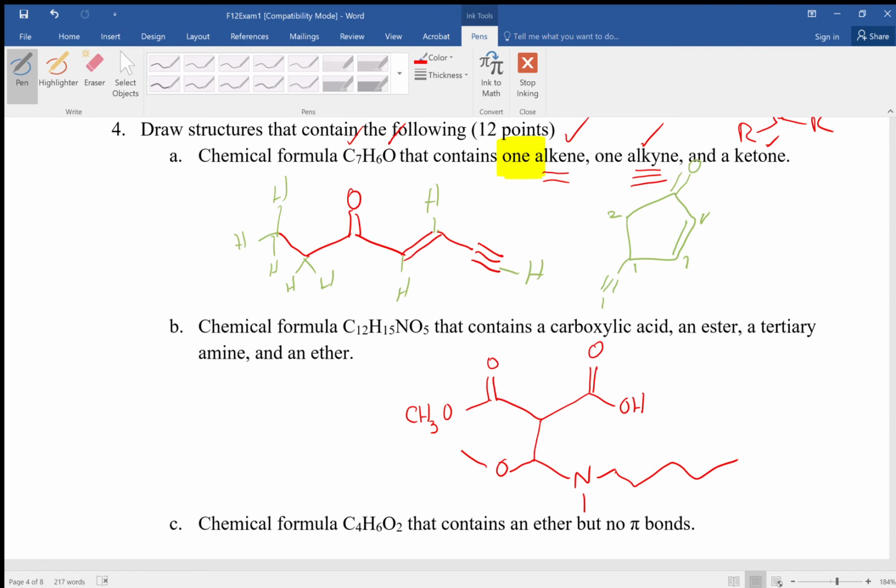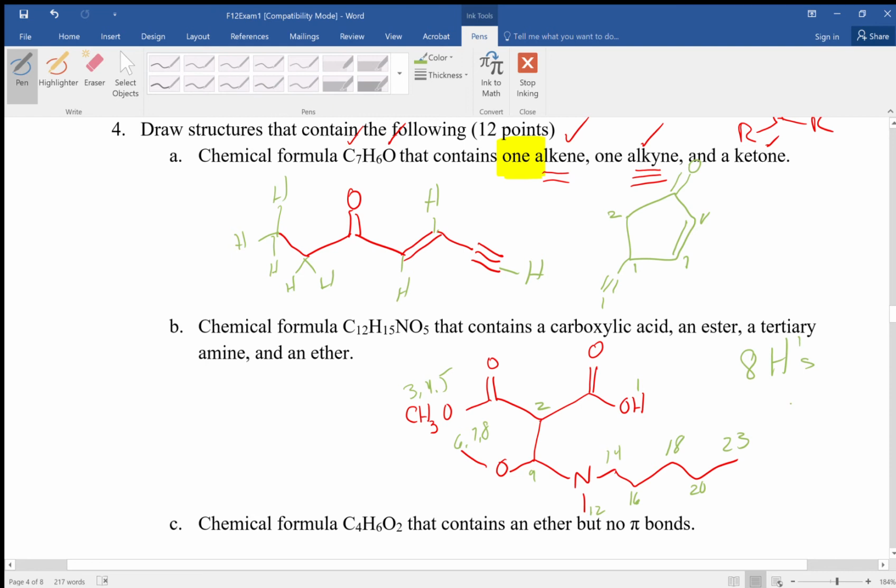Well, let's count them. So there's 1 here, 2, 3, 4, 5, 6, 7, 8, 9. This gets us 12, 14, 16, 18, 20, 23. So it looks like we've got a problem because we have 8 hydrogens too many. And that's a lot to get rid of.